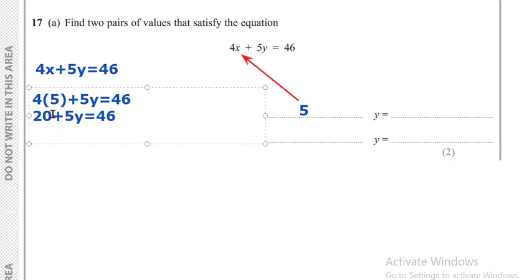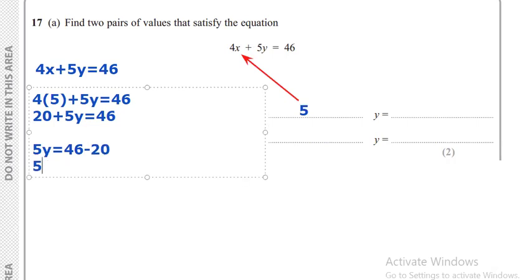Now I'm going to take the 20 to the other side and make it subtracted. This means that 5y equals 46 minus 20. So 5y equals 46 minus 20 equals what? Very good. Equals 26. I can subtract this with a calculator. 46 minus 20 equals 26.